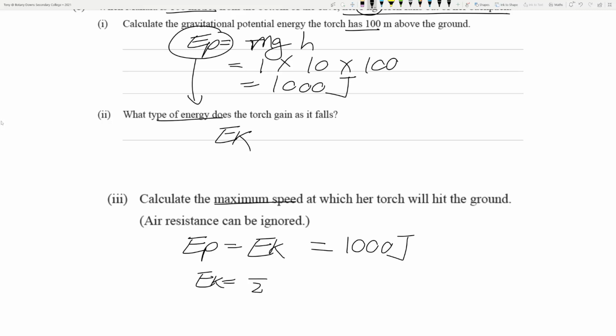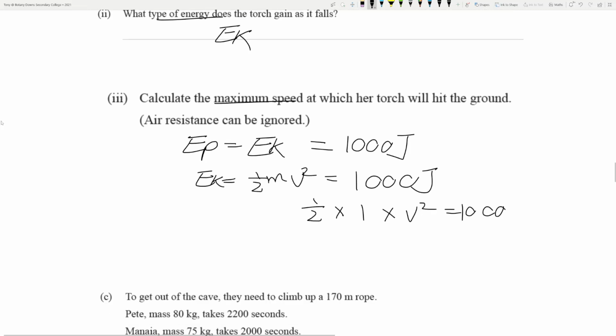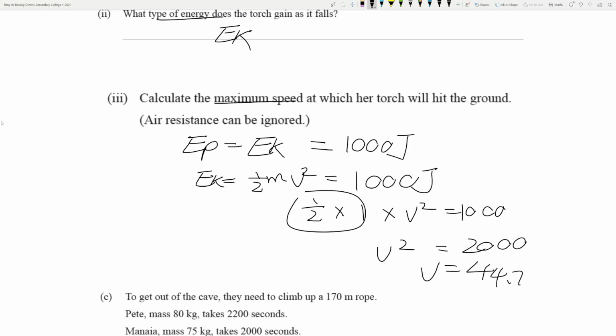EK equals half m v squared, which is all going to be equal to 1,000. So half times mass, which is 1, times v squared equals 1,000. So v squared equals 2,000. V is the square root of 2,000, which is going to be 44.7 meters per second.